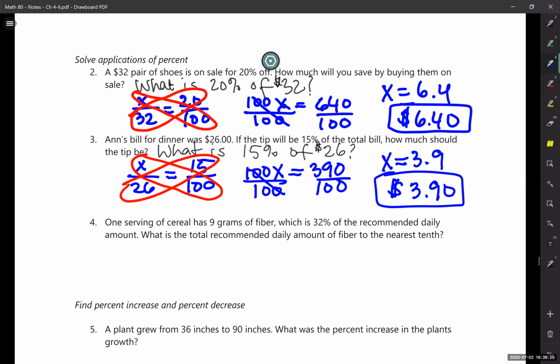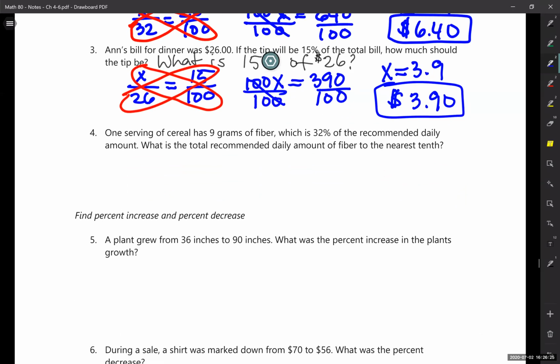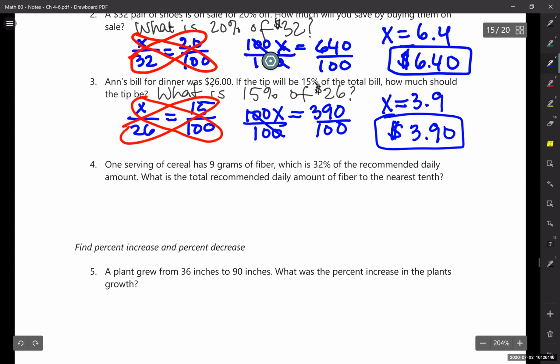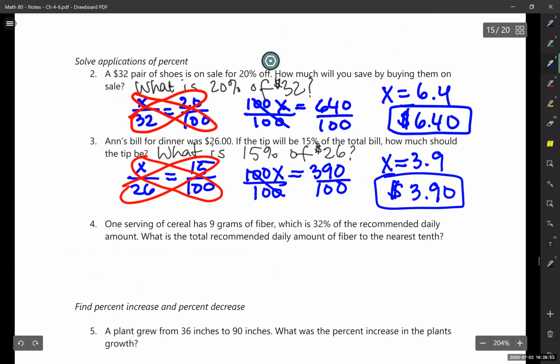Okay, finally, not a money problem, but it is a word problem that involves percent. It says 1 serving of cereal has 9 grams of fiber, which is 32% of the daily recommended amount. What is the total amount to the nearest tenth? So now instead of giving me the total, like let's go back here, the total pair of shoes was $32. The total bill was $26. And we were adding or subtracting from that to find the sale price or the total bill.